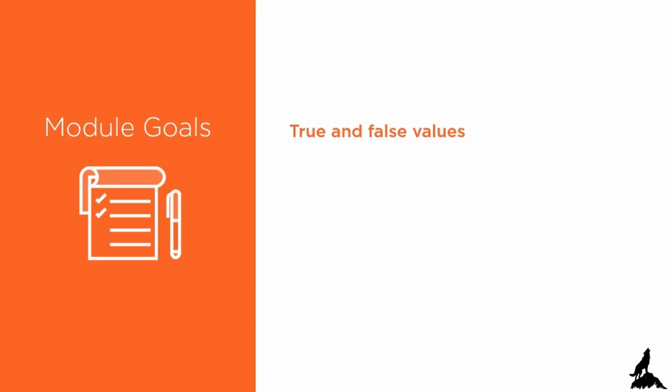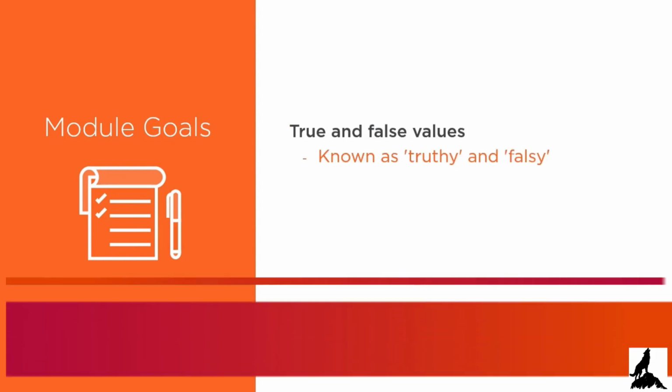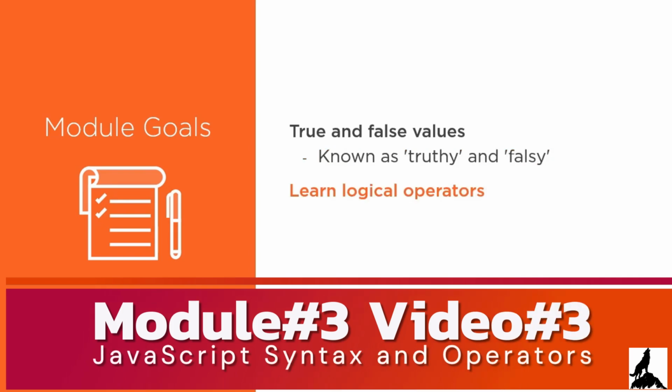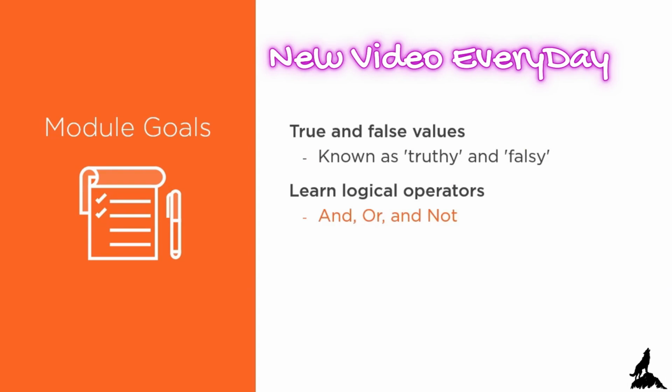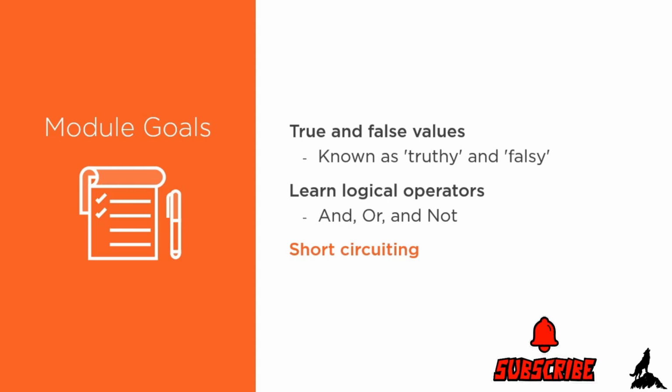The goals for this module are to learn about true and false values. Now, those are known as truthy and falsy in the JavaScript world. We'll talk about learning the logical operators that are also available, such as and, or, and not. And we'll take a look at this concept called short-circuiting.